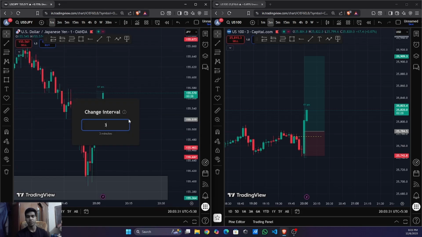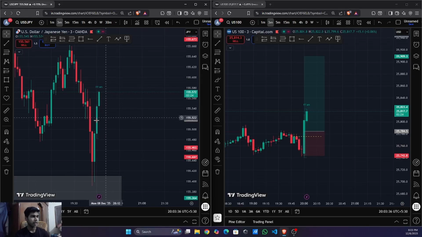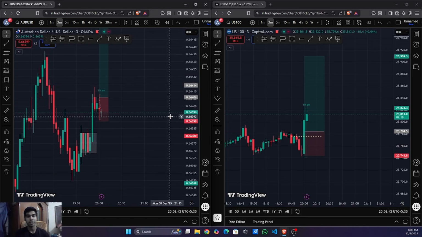And this one we wanted a 3 minute breakout structure. It's going without a retracement. I can enter in this fair value gap, but fine, we are done. This is our last trade. Let's see what happens.